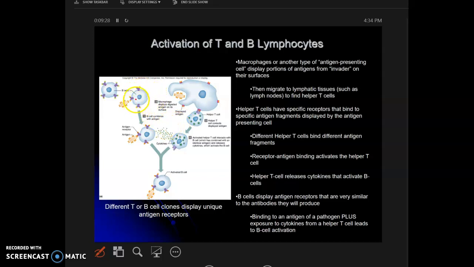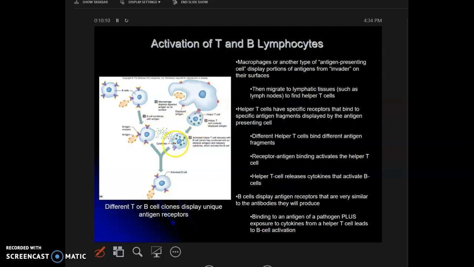Meanwhile, a B cell will also bind to the foreign body via these binding sites. So here what happens is it will bind to a particular antigen of that foreign body. It has to bind to the same antigen as the helper T cell. They have to match. So if the helper T cell is bound to that particular antigen and a B cell is bound to the same antigen, then they will start communicating.